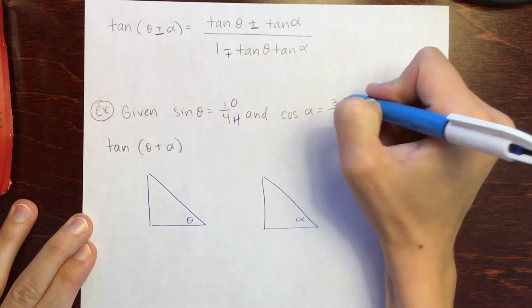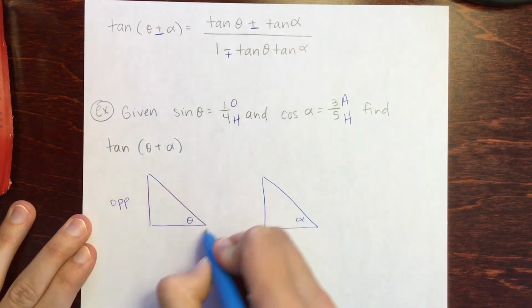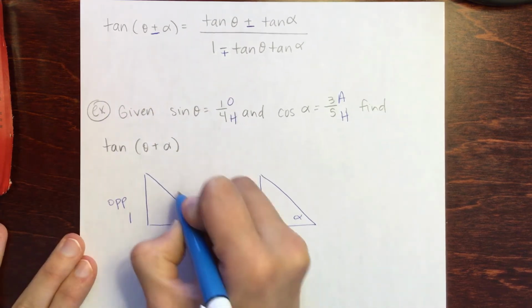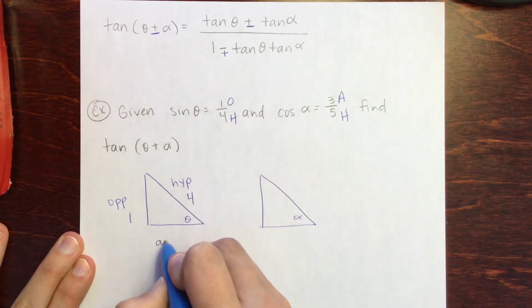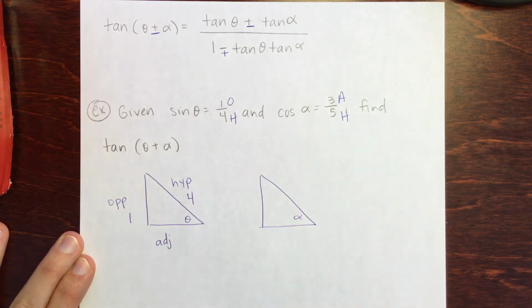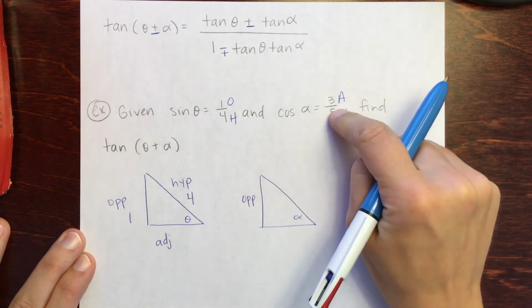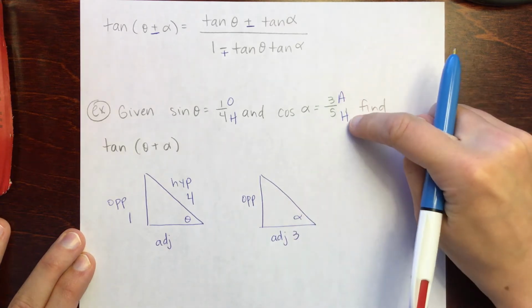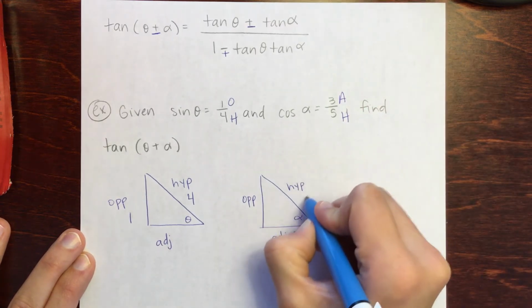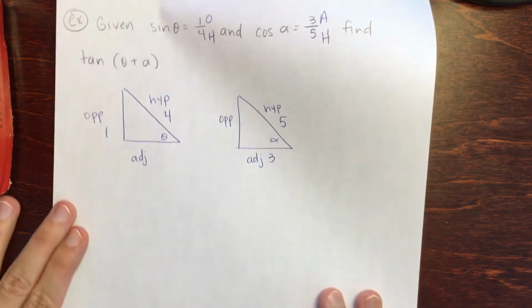So, SOH CAH TOA. We can label the sides of our triangle. This would be the opposite, which for theta is 1. This is the hypotenuse, which for theta is 4. And this is the adjacent. We will have to use Pythagorean theorem in a minute to find that. This is the opposite. We don't know what that is for alpha. This is the adjacent. We know that that is a 3 for alpha, and the hypotenuse is a 5. Let's use Pythagorean theorem to find these numbers.